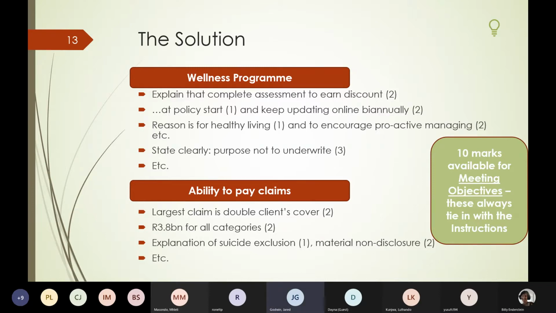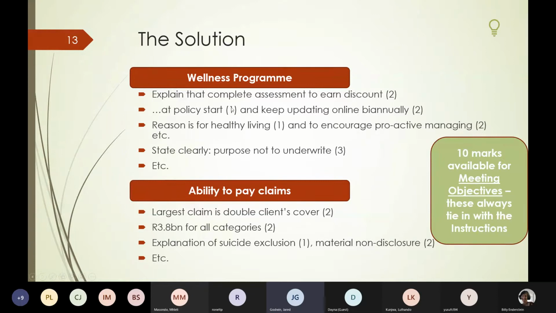In my spreadsheet, there is a category that says wellness program, and then there's a line that says you have to complete the assessment to earn a discount. You get 2 marks for that. When I say explain, I'm talking about telling the customer you complete the wellness assessment to earn a discount on your life premium. That's 2 marks. And you do it at the start of the policy, that's 1 mark. And you keep updating online biannually, so every 2 years, it's another 2 marks.